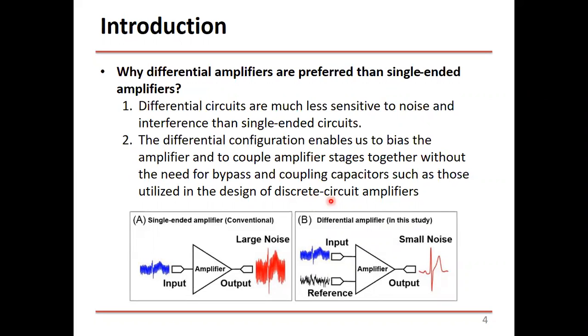You cannot do this. So we better have a transistor or an amplifier that does not have these coupling capacitors. This could be achieved by the differential pair or the differential amplifier. So these are the two main reasons why we prefer differential amplifiers over single-ended transistors or amplifiers.